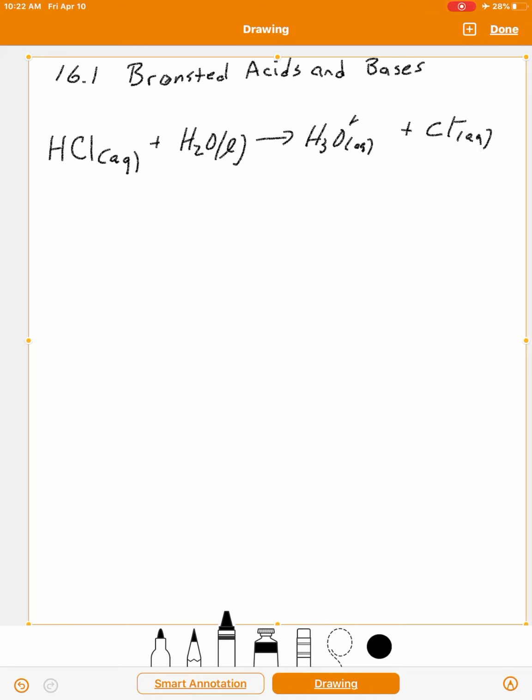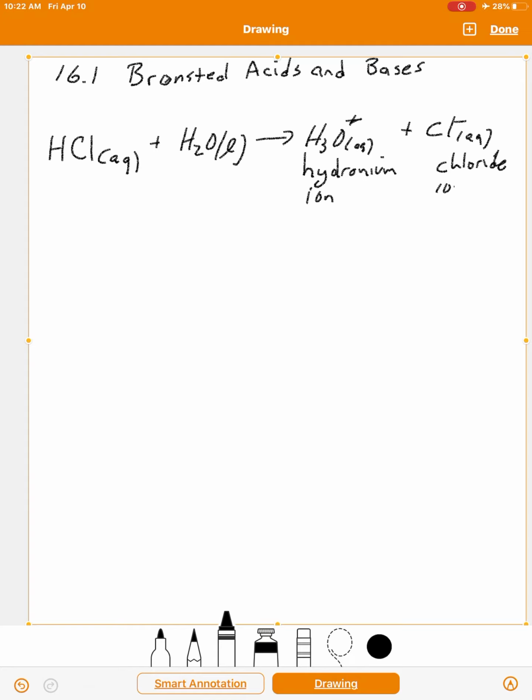Okay, hydrochloric acid reacting with water to form this H3O plus ion. Do you know what that's called, that ion, H3O plus? Do you remember the name of it? It's called the hydronium ion. Okay, and then this is a chloride ion.